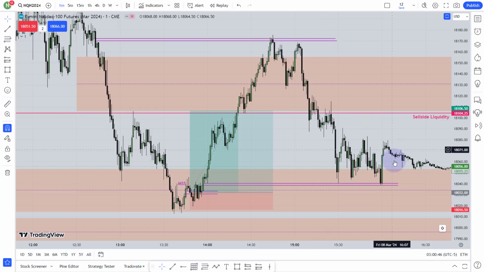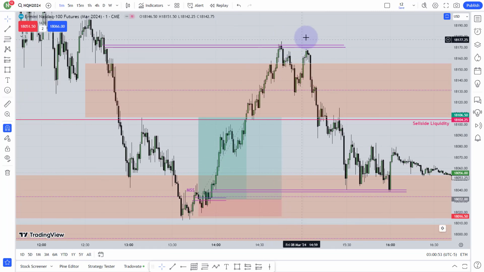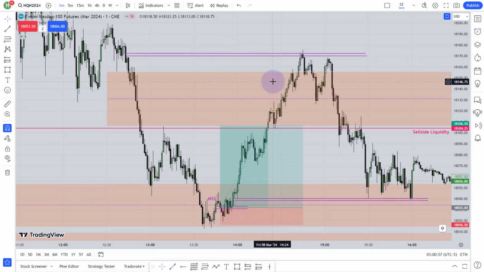Where did price reach? Did it break the last fair value gap? I care about the body. I don't care about the wick. I just care about the body. Can you see the precision? This is the power of the 1-minute last fair value gap.